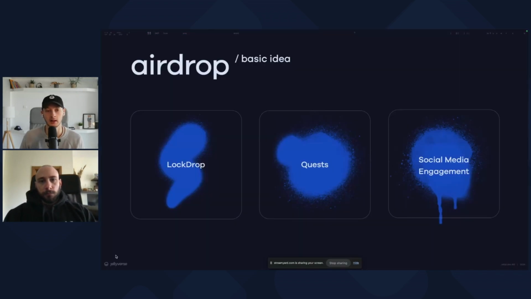So we know, or we assume, that an airdrop is always a major thing for the whole community, and there are different opinions about airdrops. So we have a basic idea that we structured in three different categories. We have the lock drop, we have quests, and we have social media engagement. This means that everything related to the airdrop will go into one of those categories.